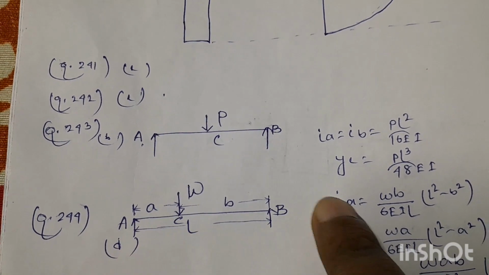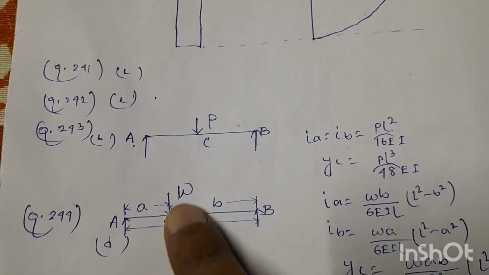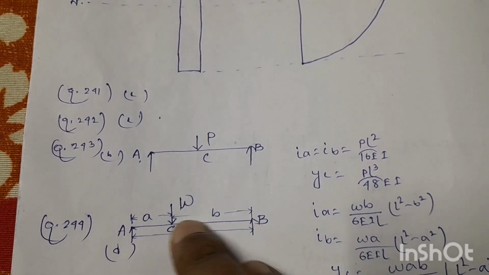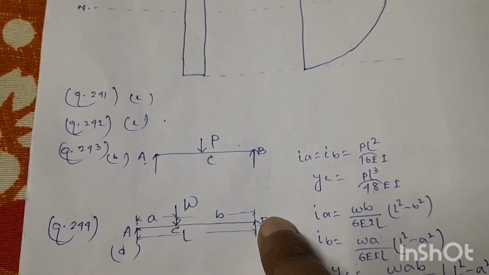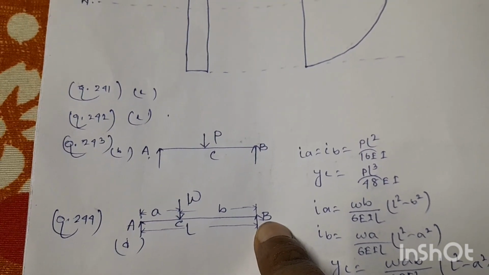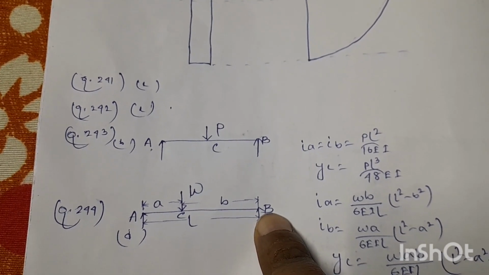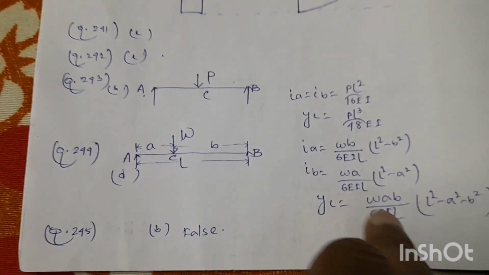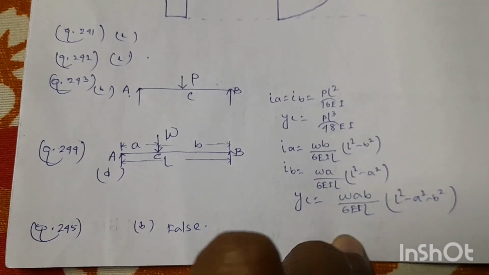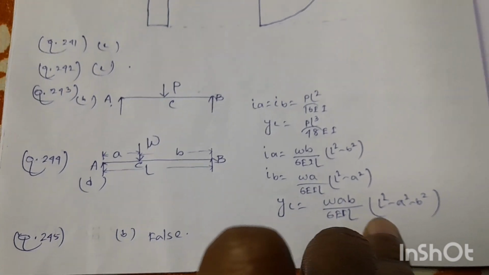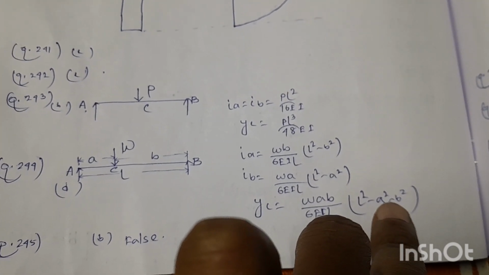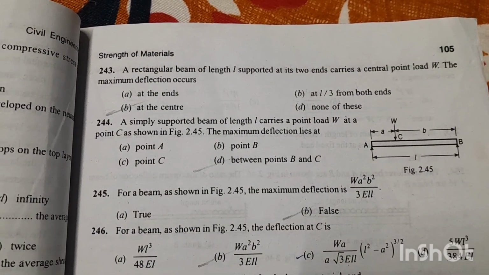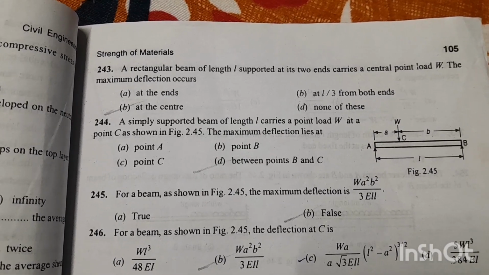The simply supported beam AB has a point load W at a distance a from this end, and the distance from the load to this end is b. So the maximum deflection will occur between B and C, and it will be equal to Y_C equals W a b by 6 E I L into (L square minus a square minus b square). So for question number 244, option D is the right answer.